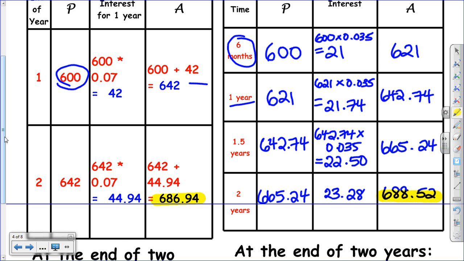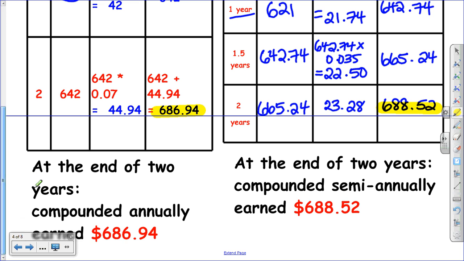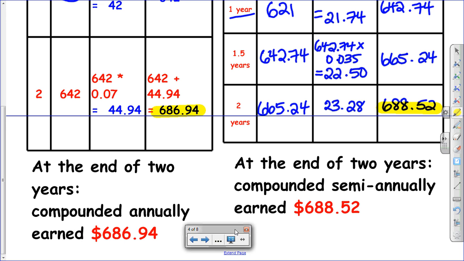$688.52. So I want you to think about why you actually end up with a little bit more money if it's compounded semi-annually versus compounded annually. And we'll talk about that tomorrow in the follow-up lesson.